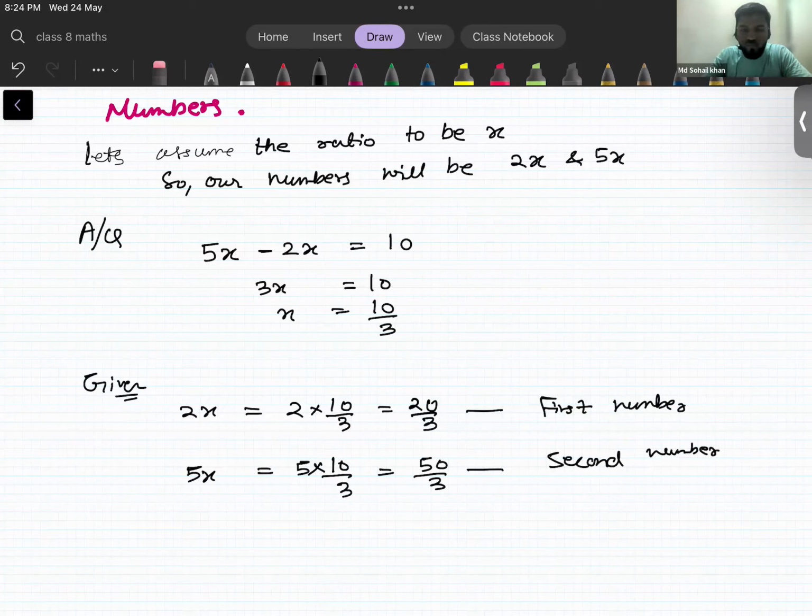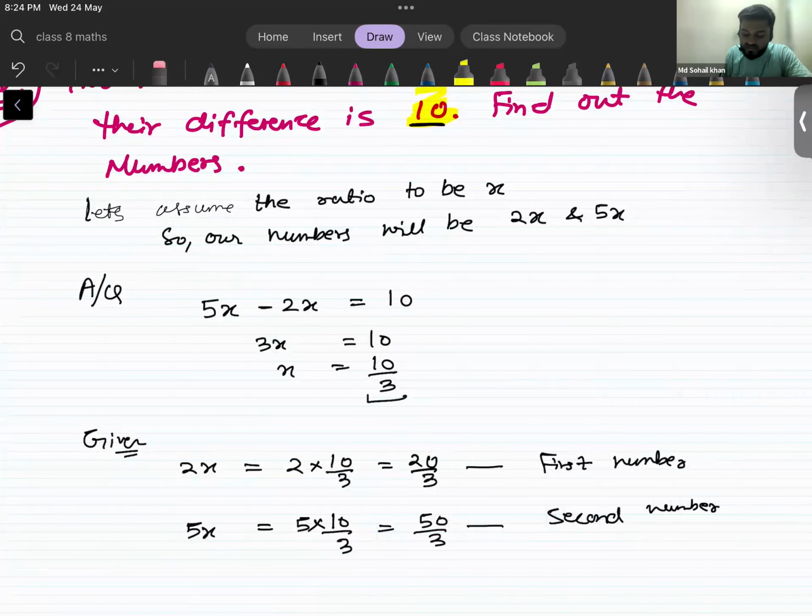Okay. My answer wasn't the same like this though. Okay, where did you go wrong? Up till x, did you find out the value of x to be 10/3? Yes, sir. Okay. Now, the numbers which you assumed were 2x and 5x. So you simply need to put the value of x in the given numbers here and you will get your answer.